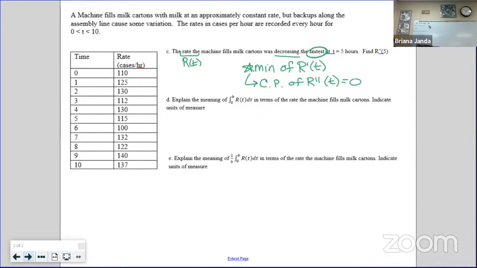Questions? I should say specifically at 5 here. R double prime at 5 is 0.